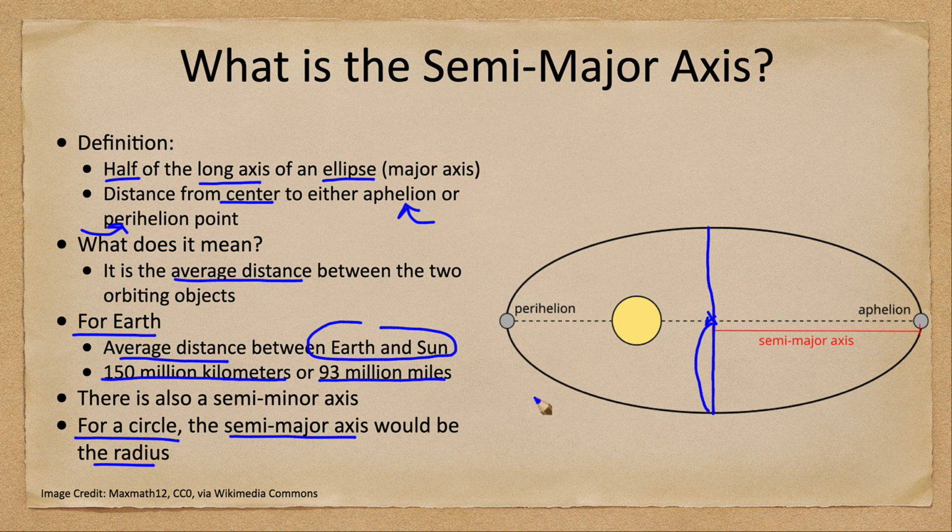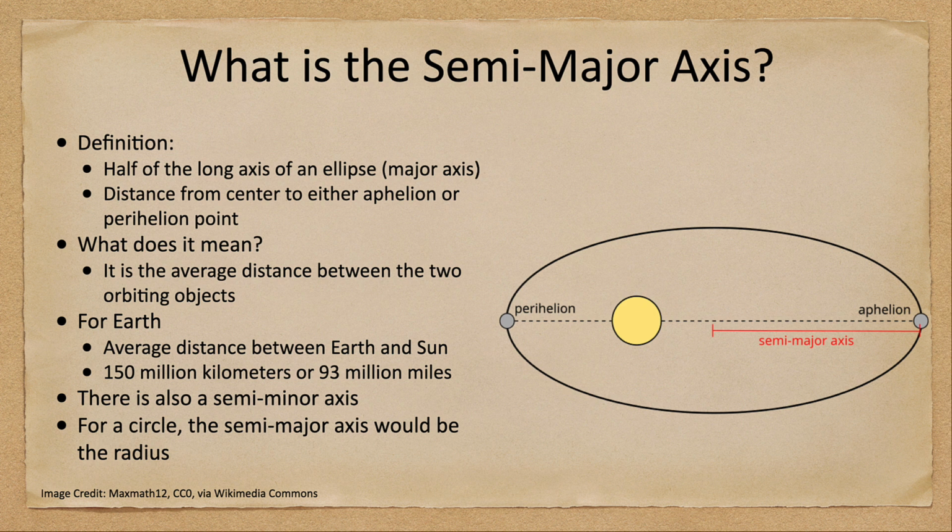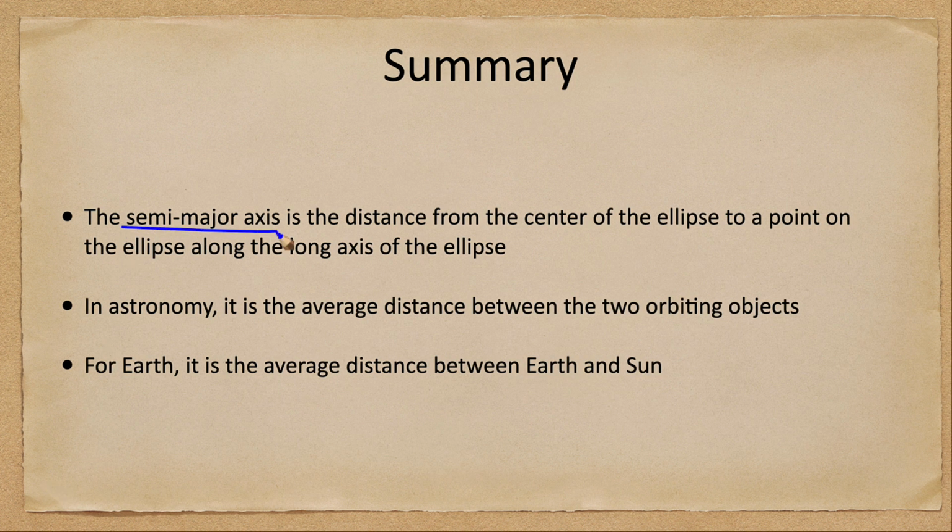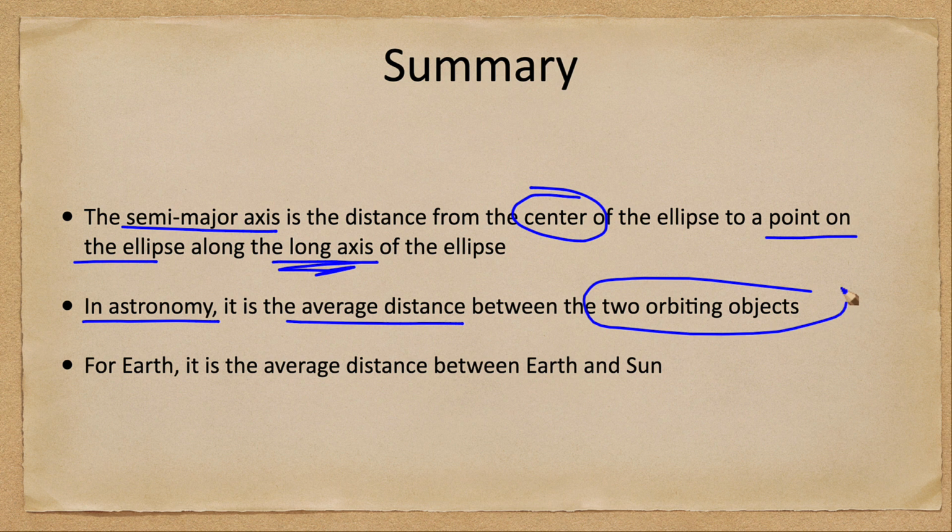So let's go ahead and finish up and look at what we've looked at in our summary here. What we looked at was the semi-major axis, which is the distance between the center of an ellipse to a point on the ellipse that is along the long axis of the ellipse. And astronomically speaking, that is the average distance between the two objects that are orbiting, such as Earth and Sun or Earth and Moon. And for Earth, it is the average distance between the Earth and the sun. We also call this the astronomical unit, which is the average distance between the Earth and the sun, or the semi-major axis of Earth's orbit.